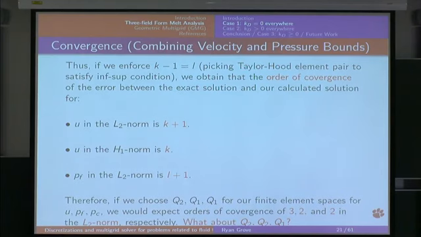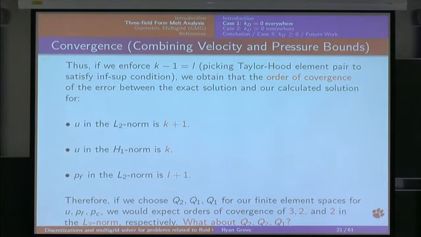So we're going to obtain that the order of convergence of the error between the exact solution and our calculated solution for U in the L2 norm is K plus 1, U in the H1 norm is K, and P in the L2 norm is L plus 1, which is also equal to K from this right here. All right, what does that tell us? If we choose Q2, Q1, Q1, we would expect convergence orders of 3, 2, and 2 in the L2 norm.